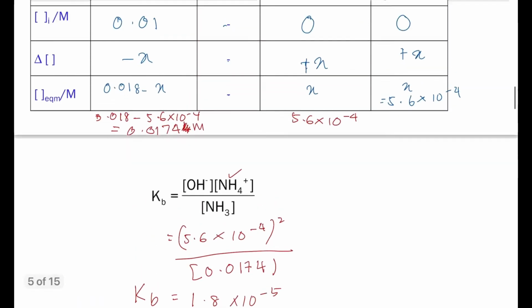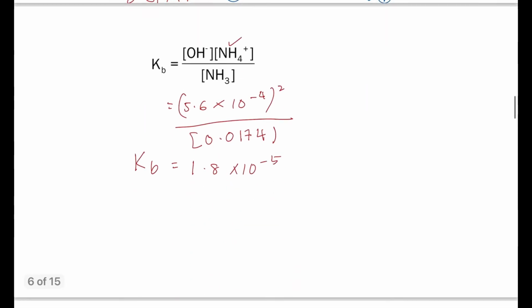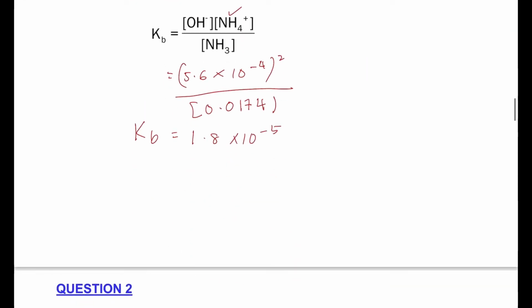We are going to get 1 mark when you find the concentration of ammonia at equilibrium, 1 mark for the concentration of the ammonium ion and hydroxide ion at equilibrium. The other mark is for the substitution or the expression, 1 mark. And then the final answer of your KB, 1 mark.